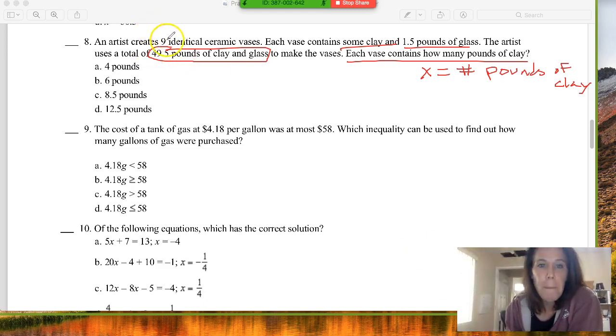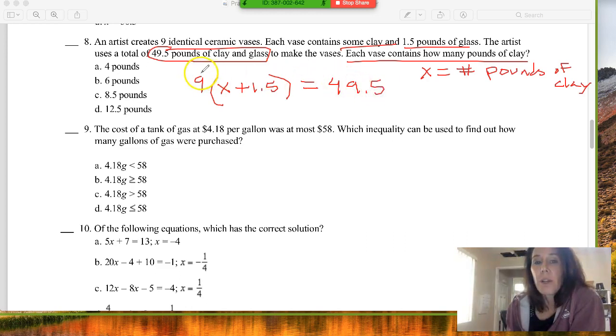So let's do that. 9 identical ceramic vases. So you know you have 9 vases. And you have some clay. You don't know how much clay. And so you have exactly 1.5 pounds of glass. So in those 9 vases, you have to multiply that by the clay and the glass to get your total amount of pounds of glass and clay for all 9. So you're going to take 9 times the number of pounds of clay and 9 times 1.5 pounds of glass. Add that together, and that will be your total pounds for glass and clay.